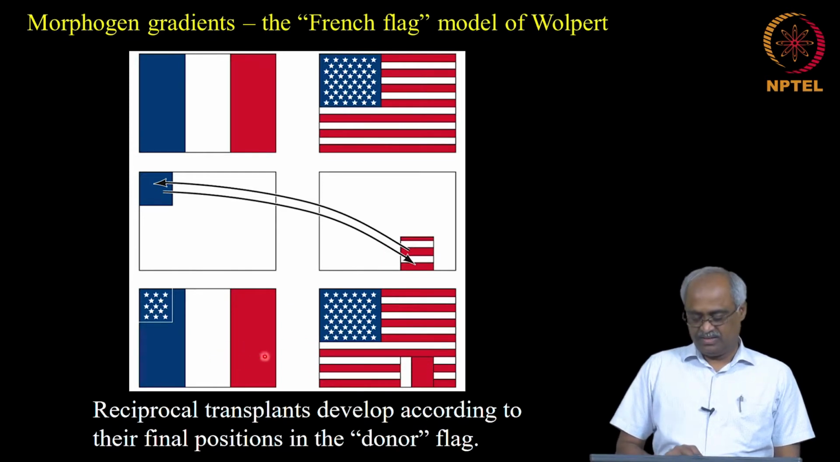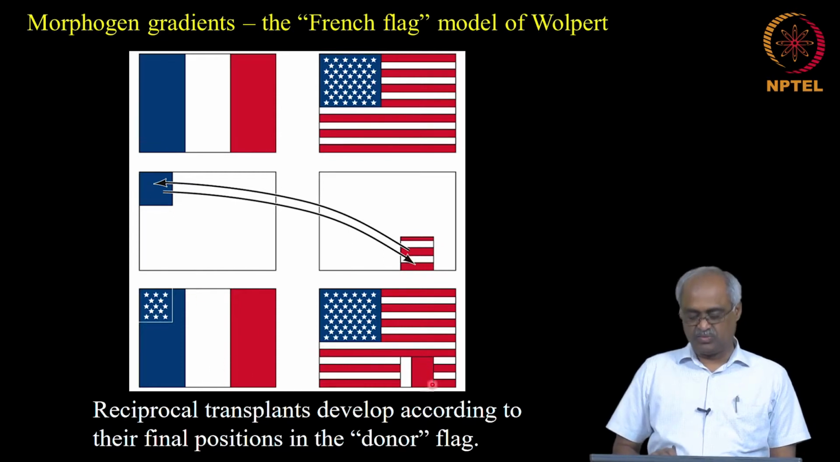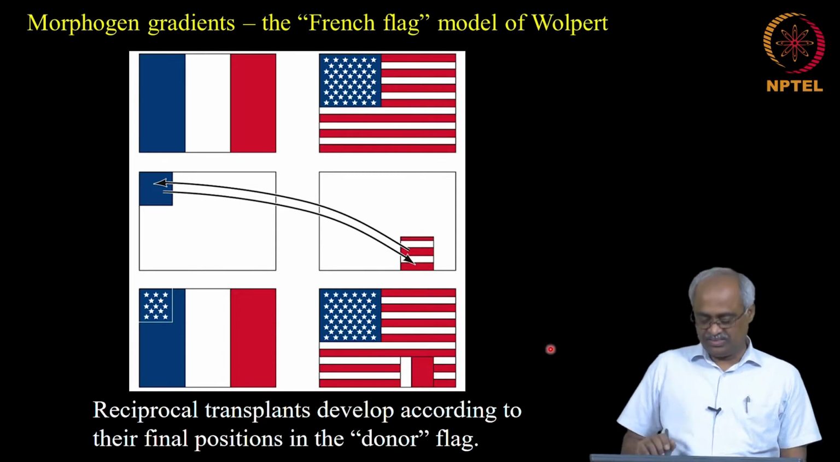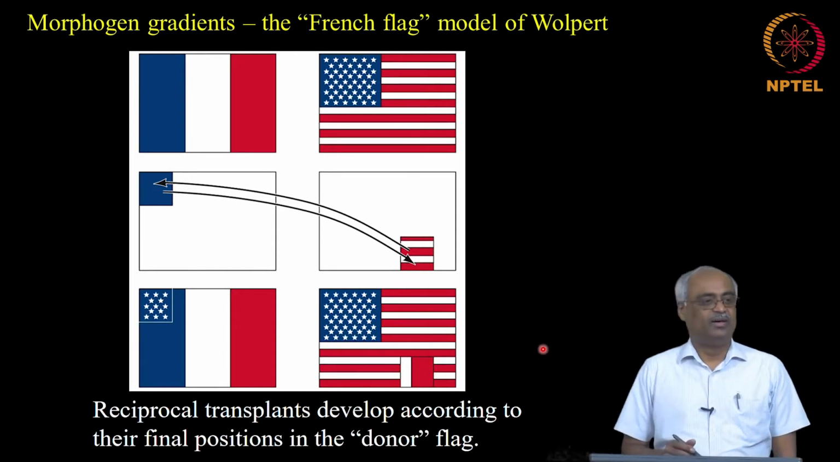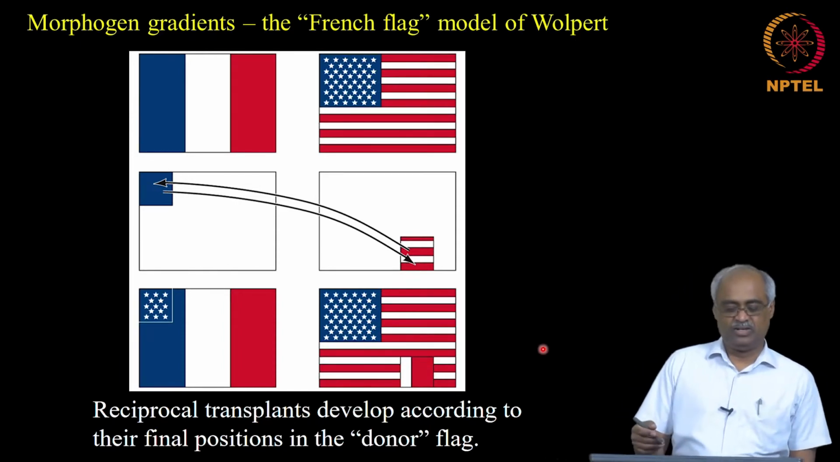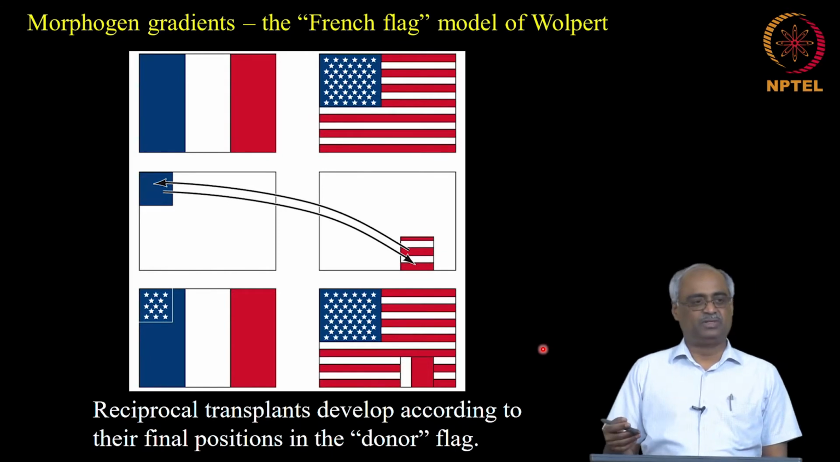Instead, it senses that gradient. Okay, the gradient is this lower level, but then whatever it would have made here, the same group of cells, that is what it would make here. It is not going to make these horizontal blue and red stripes. Okay. So, this is what is the French flag model to explain how morphogen gradients work.